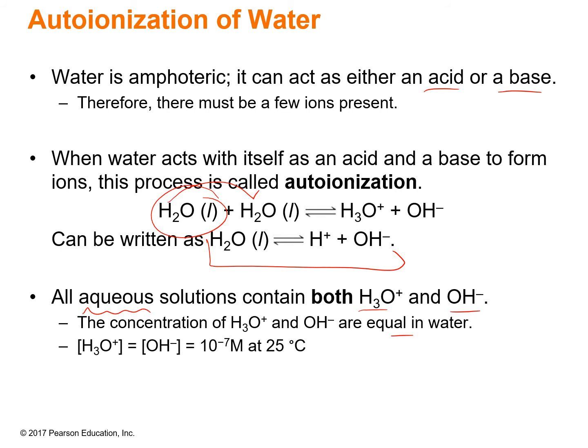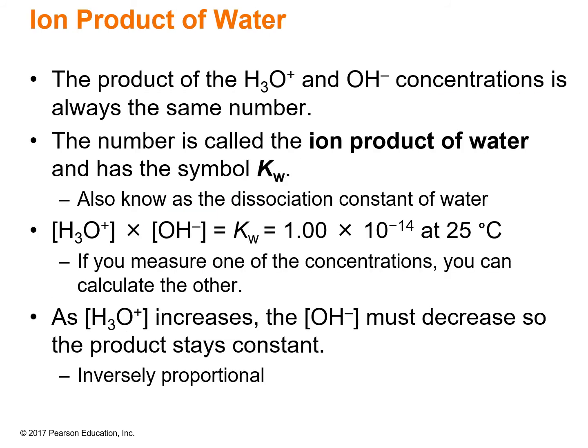This concentration, again, in pure water is going to be 10 to the negative 7th molarity at 25 degrees Celsius. This represents the concentration of hydronium in pure water, as well as the hydroxide ion in pure water. Now again, the product of these two concentrations is always going to be the same number. The number is called the ion product of water and has the symbol Kw.